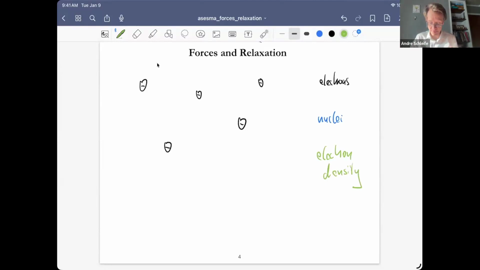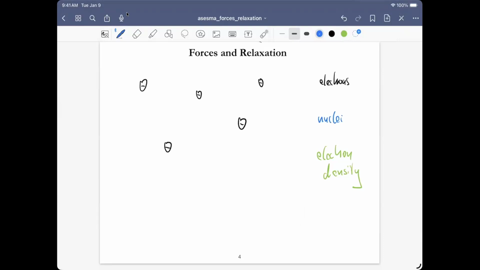We're getting there. So let me draw a couple of nuclei. For nuclei, we have to now be careful because I'm going to start with the most simple nucleus that we can think about. And that is which one? One proton, one neutron. All right.